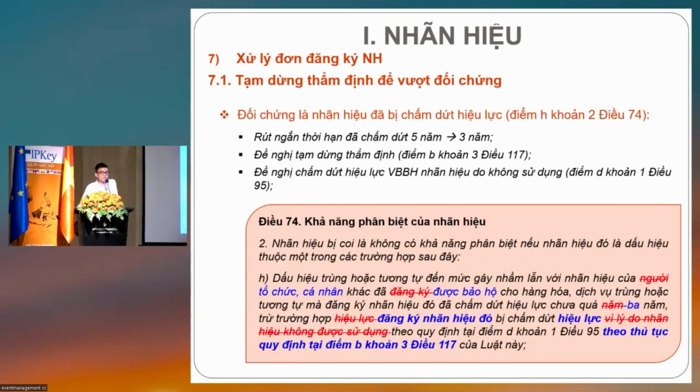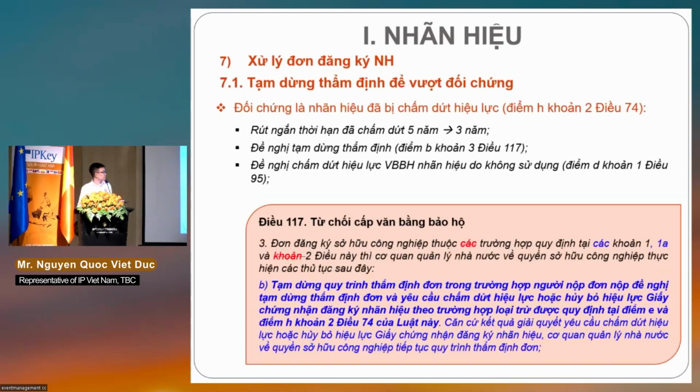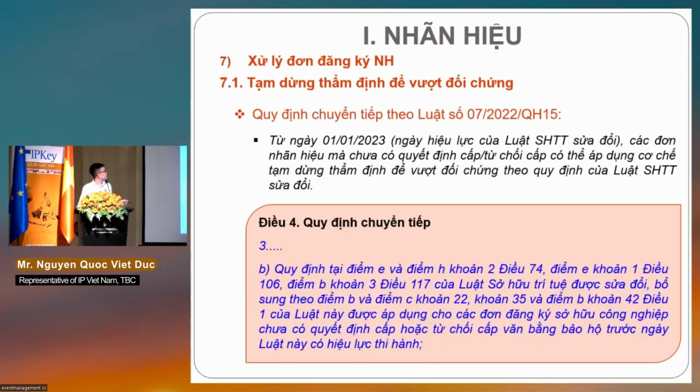Okay, so like in point H of Article 74 before, if your trademark is the same or similar to a trademark that is no longer valid, and it is not more than 5 years from the invalidity, then your trademark is considered non-distinguishable, non-distinctive. So now the time is reduced from 5 years to 3 years, and the way to overcome this kind of trademark is that you can request IP Vietnam to suspend the application examination and to make the validity expire, because after 5 years it was not used at all.